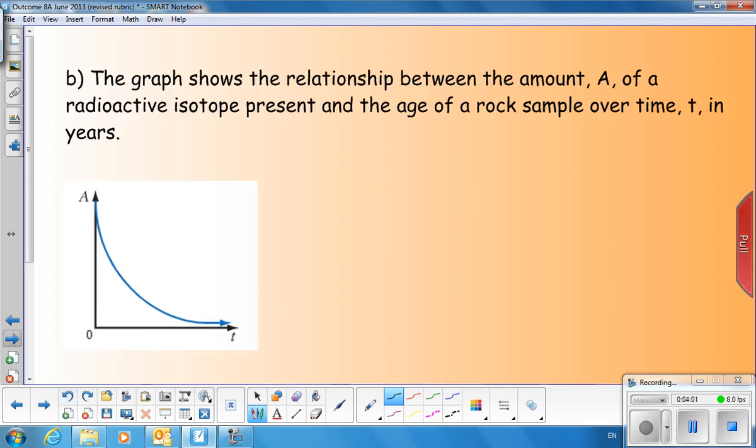The graph shows the relationship between the amount A of radioactive isotope present and the age of a rock sample over time in years. This would be a nonlinear relation because the graph is not a straight line.